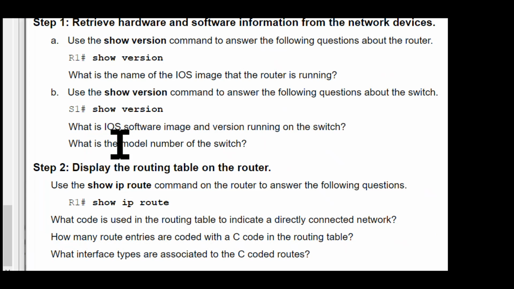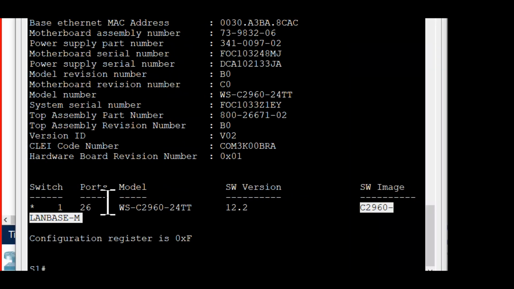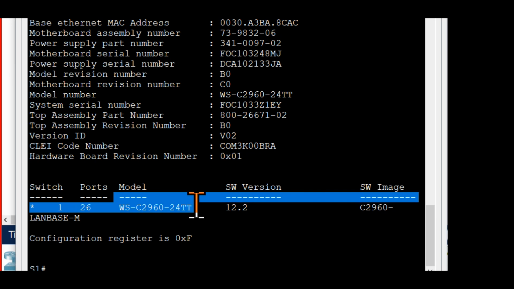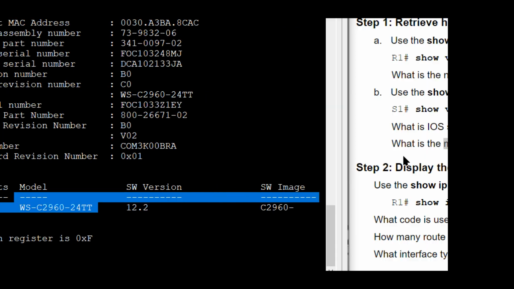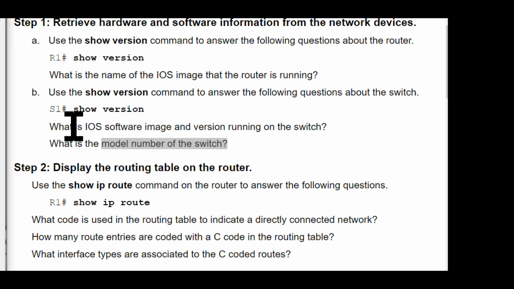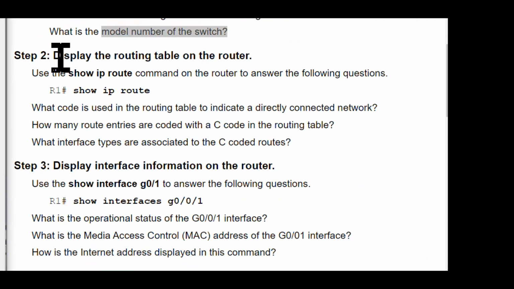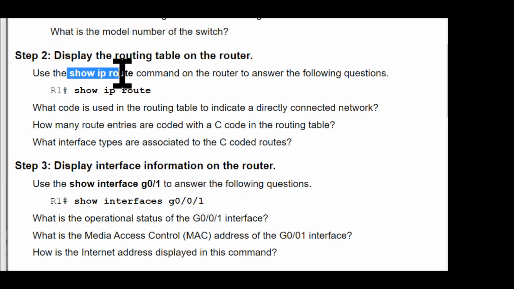What is the model number of the switch? Okay, the model number of the switch is over here, WS-C2960-24TT. So this is my model number for the switch S1. So I'm done with these two questions, step 1. So let's go on to step 2. For step 2, we are asked to key in this command, show ip route.